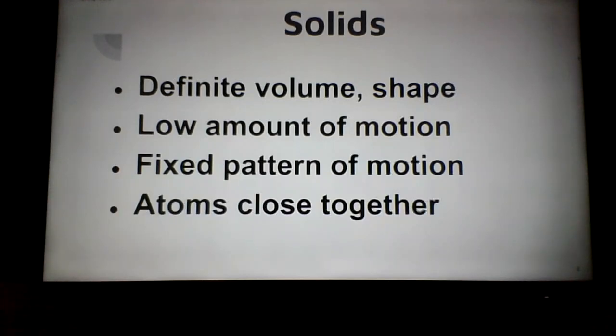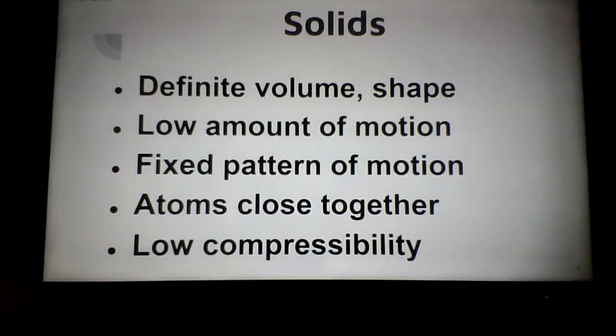The atoms are packed very, very close together, making it very difficult to change the shape even by adding some pressure. Now, there are some solids, such as clay or Play-Doh or a Nerf football maybe, that we can change the shape simply by applying some pressure, and more about that is coming up in a moment.